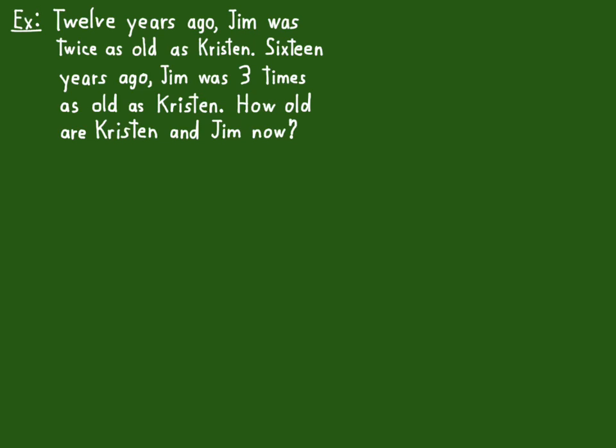So there's two different sets of information. Each one gives you an equation. So first of all, you need to declare your variables. Since it asked how old they are now, I'll call J Jim's age now, and I'll call K Kristen's age now. I'm not saying K equals Kristen, or J equals Jim. That makes no sense, because there are 3 different ages for each of them that we're talking about here. There's 12 years ago, there's 16 years ago, and there's now. So you have to be specific.